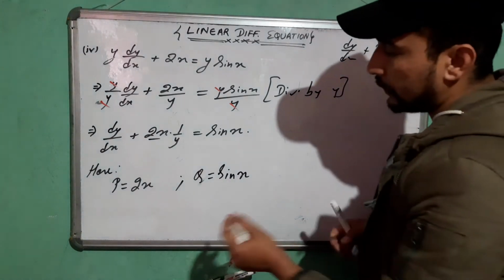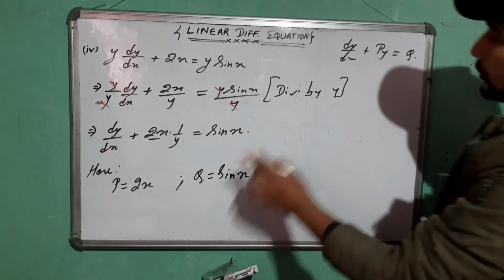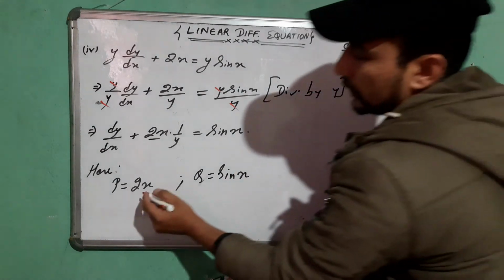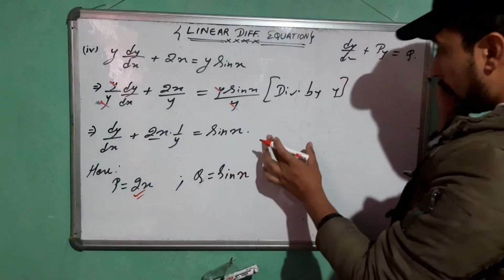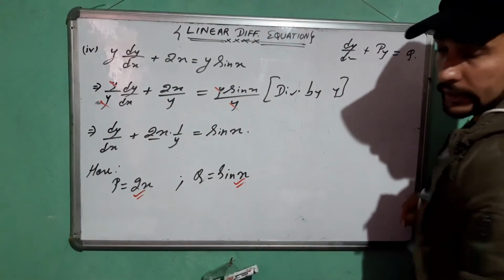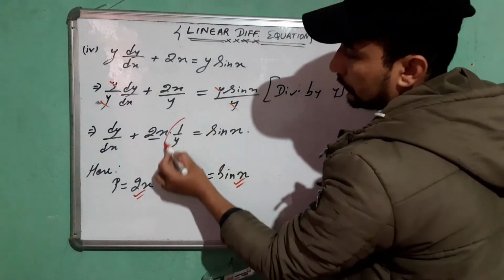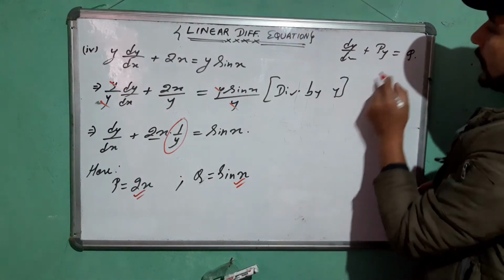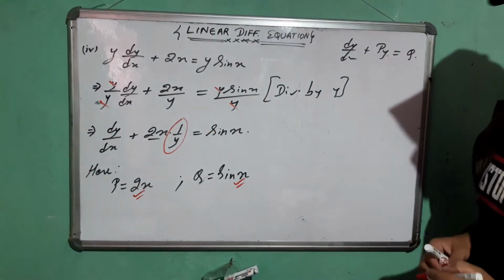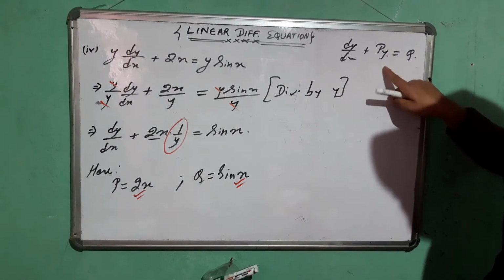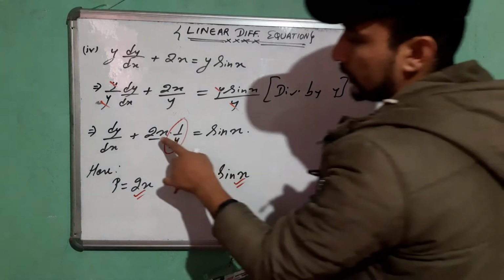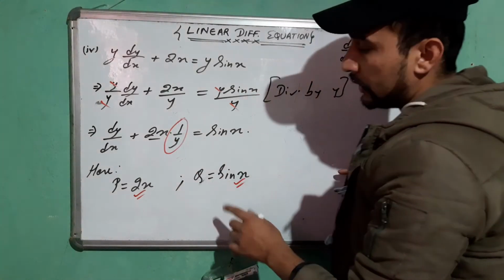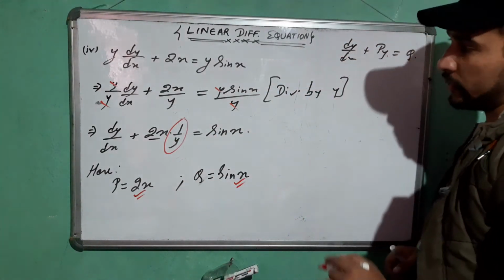See, our criteria for p should be function of x or constant. So p is a function of x, it is correct. And q should be constant or function of x, this is also correct. But see this, you have 1 by y, it should be y only. Here you should get y only, not 1 by y. Hence it is not a linear differential equation.